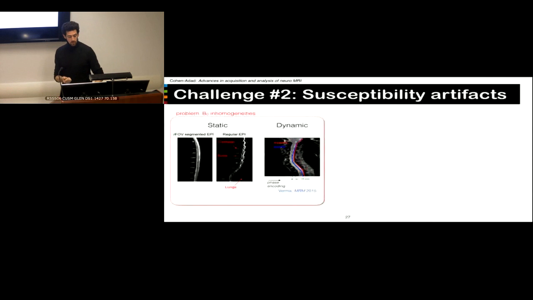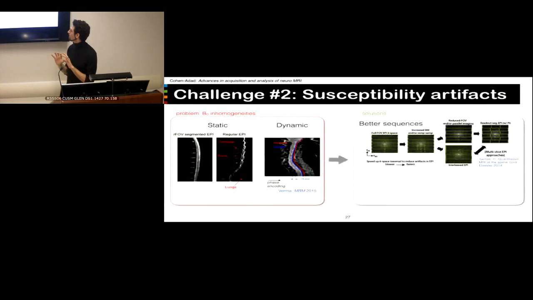There are ways to tackle that. One way is to work on the full sequence, basically trying to acquire the k-space faster so that we minimize the accumulation of error.